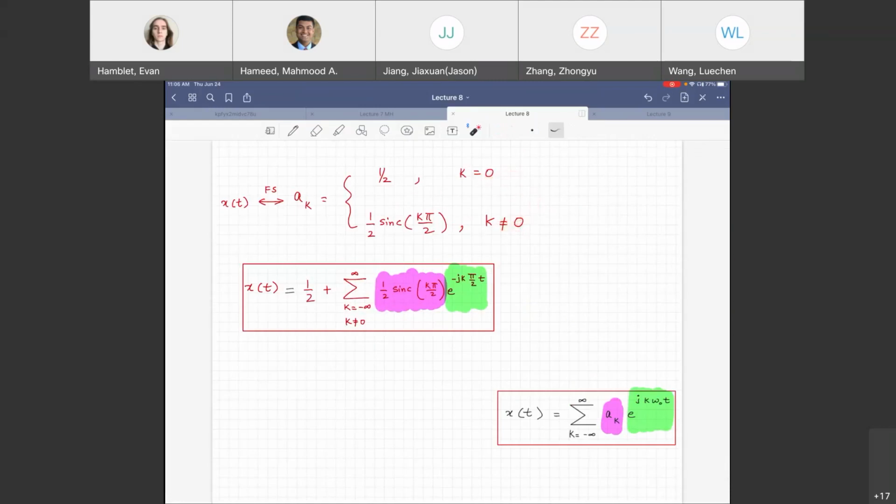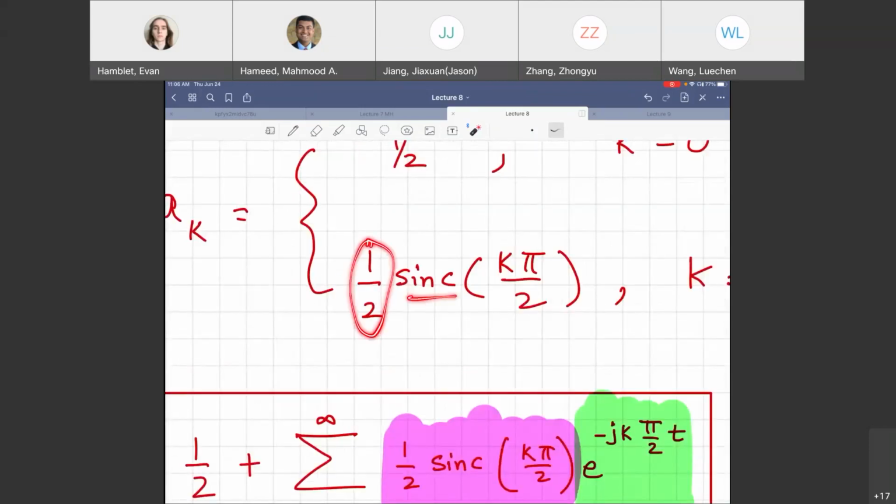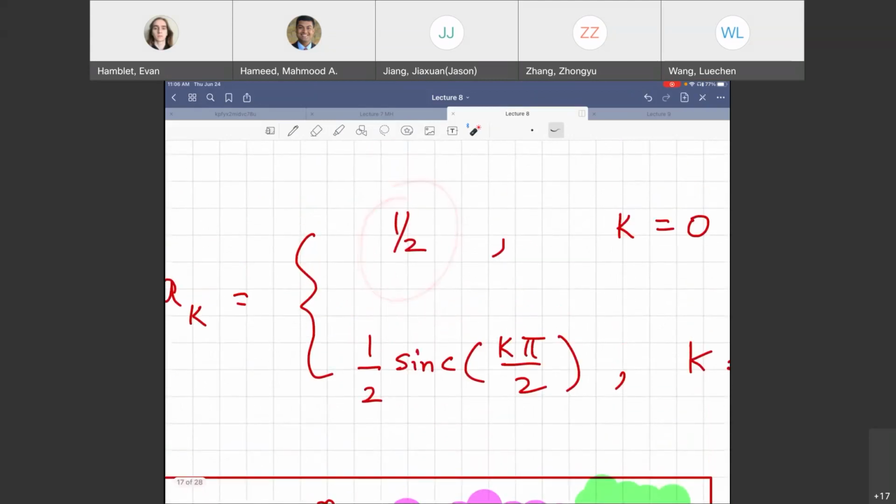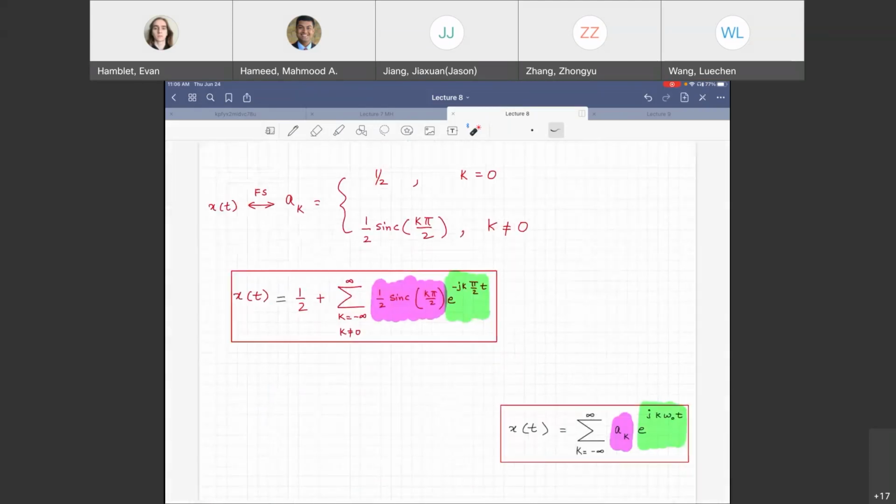Essentially, the question is, instead of writing it in bracket notation, is this term included in this? Could I say half sinc, is it or not? When k equals 0, what would happen? You would get half sinc 0. What is sinc 0? Sine 0 over 0, which by L'Hopital's rule is 1, right? So you will get back your half. So it is included. So we'll say for all k, it is half sinc k pi over 2. You are going to use L'Hopital's rule to show that.